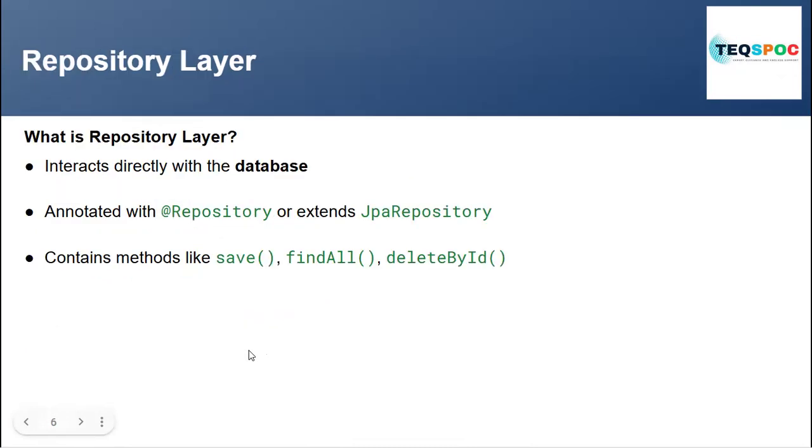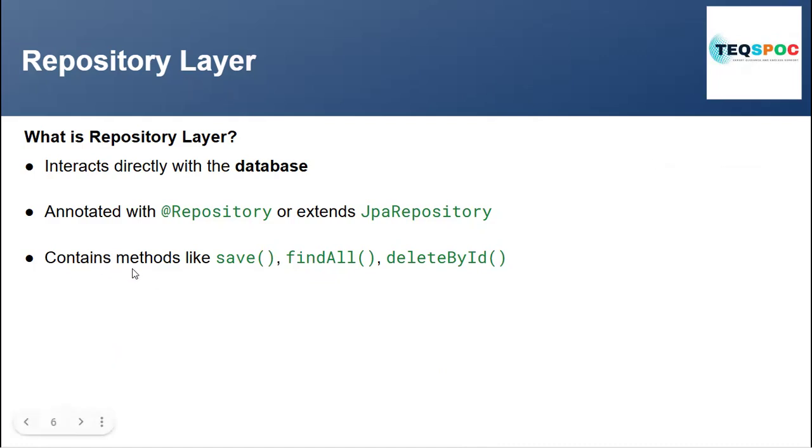Okay. Now moving to the next, what is the repository layer? So one layer we will make is the repository layer, which interacts directly with our database. The annotation which we will use for creating a repository layer is @Repository, that basically extends JPA repository. Okay, and inside JPA repository, we will pass the entity class name and the ID data type.